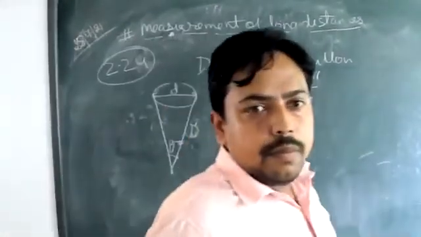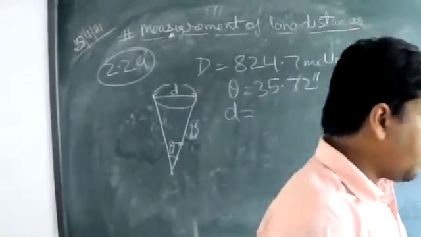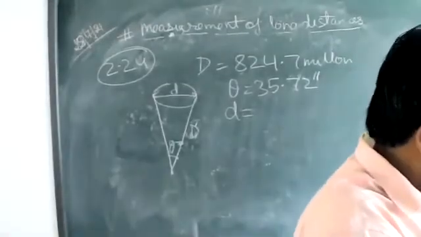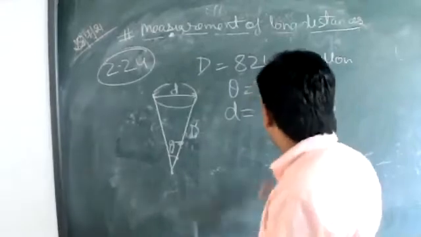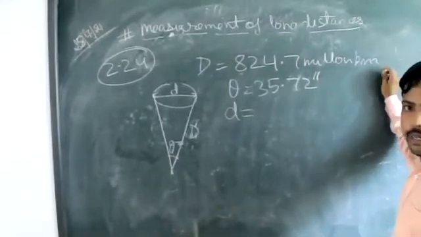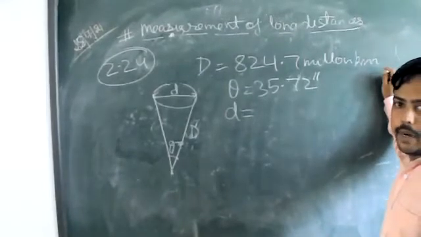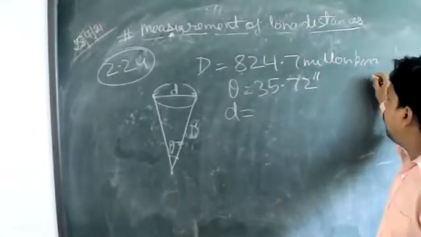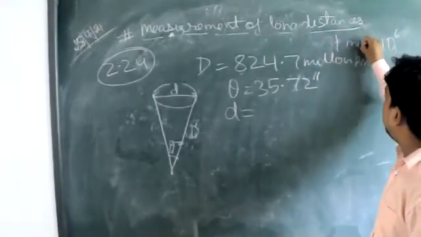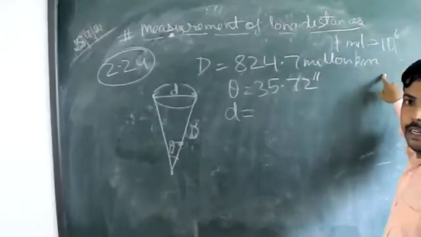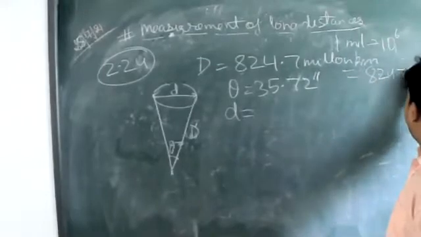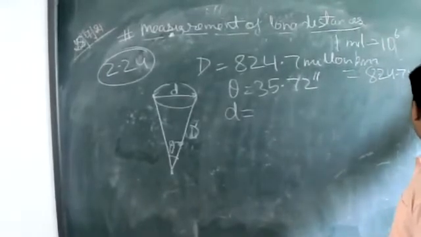So I'm doing this question. Okay. Before doing this question, the conversion is very important. We need to convert this parameter, which is in million kilometers. So in 1 million, how many zeros are there? For 1 million, we can write 10 to the power 6. Similarly, for 1 million kilometers, this entire number will be multiplied by 10 to the power of 6 kilometers, that is 824.7 into 10 to the power of 6 kilometers.